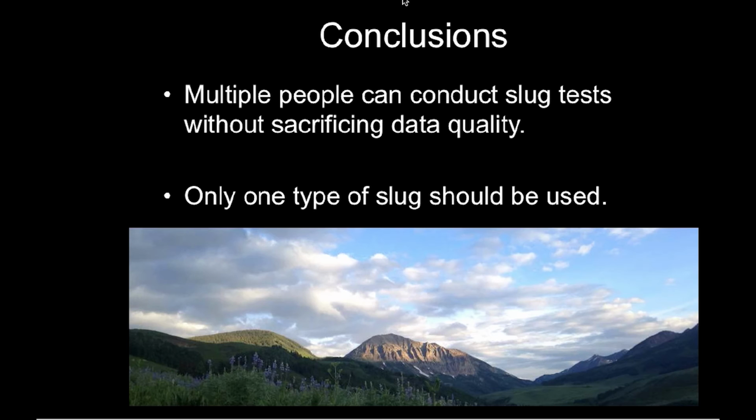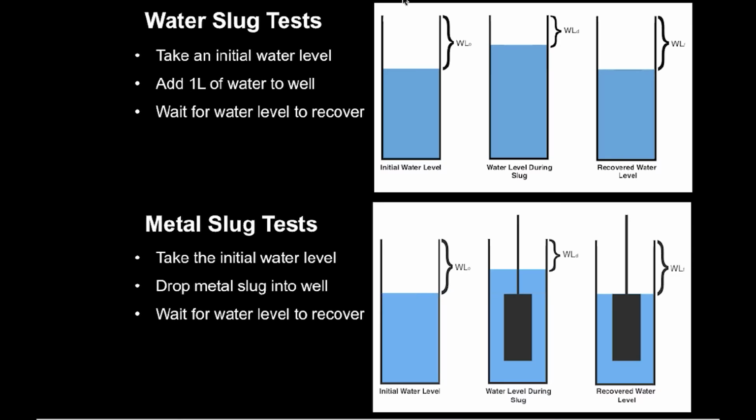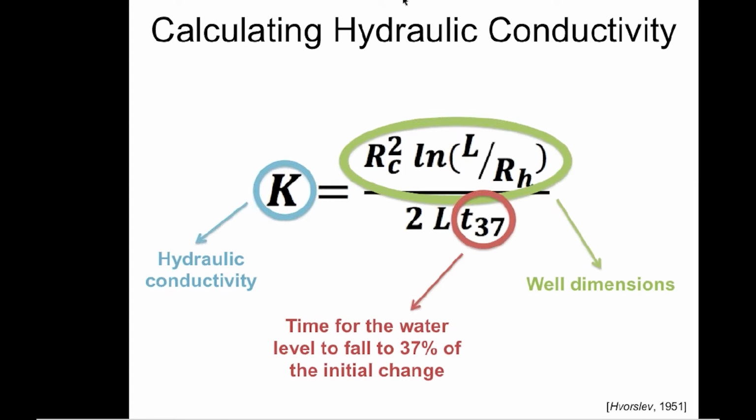Question. Thanks for a great presentation. I had a question about, in the original equation you showed, you talked about T37. What's the reason for choosing that level? I'm not entirely sure. It was developed by Horselove. I'm not entirely sure of the method behind choosing that exact number.